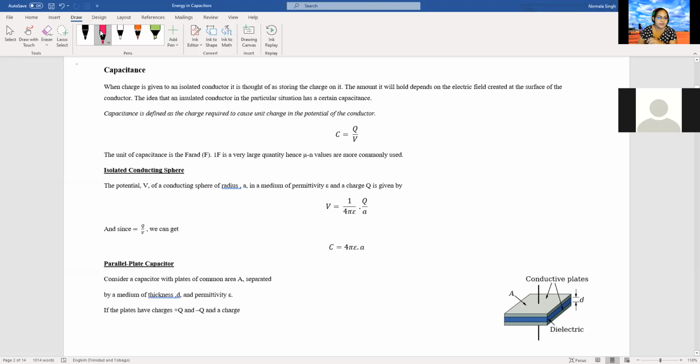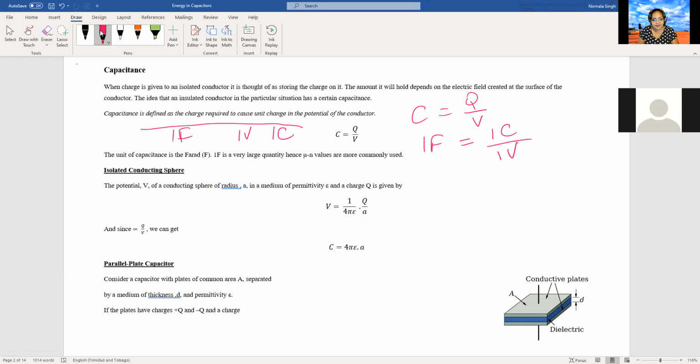Just reading through, capacitance is basically the ability of a device to store electricity. It's defined as the charge required to cause unit change in the potential of a conductor. Unit being 1 volt and 1 coulomb to give you 1 farad. So the formula for capacitance is C equals Q over V, and the unit of capacitance, the farad, is equal to 1 coulomb over 1 volt.